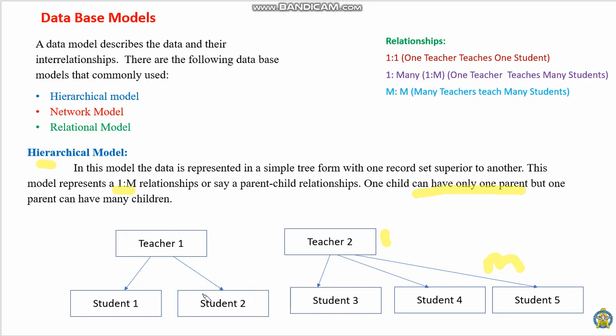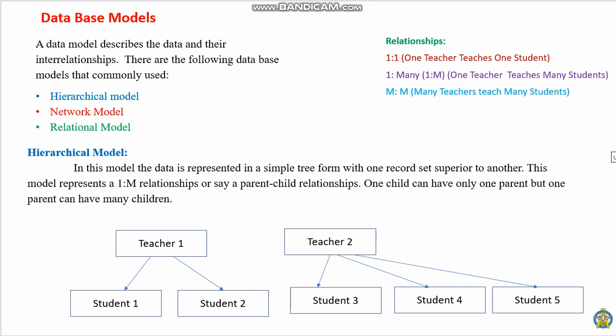So this is a hierarchical model. You can take similar examples of how data can be represented, for example, student, books. So this is the first model that we see, what is called the hierarchical model.